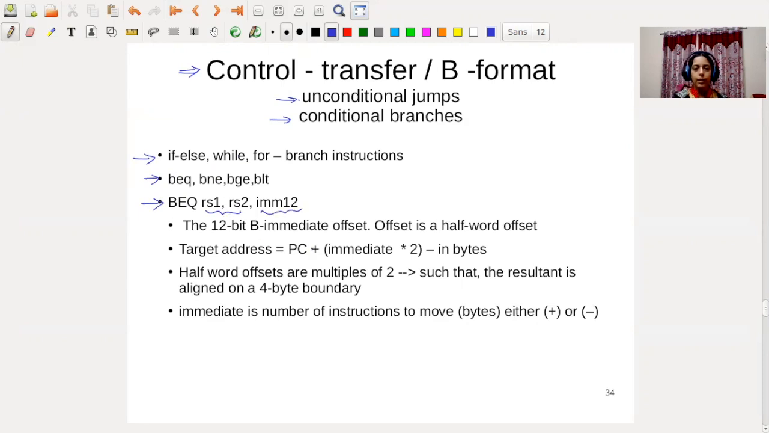Now, what is the role of this immediate field? This is a 12-bit immediate and it's an offset, and this is a half word offset. So in MIPS, you have a word offset.